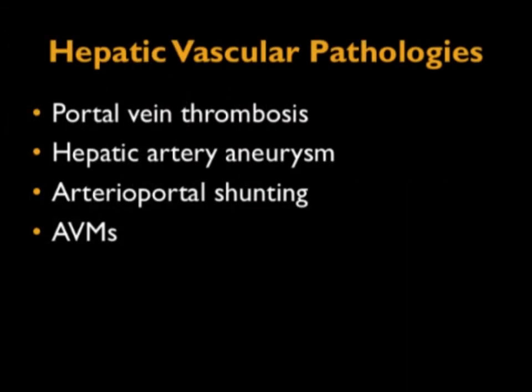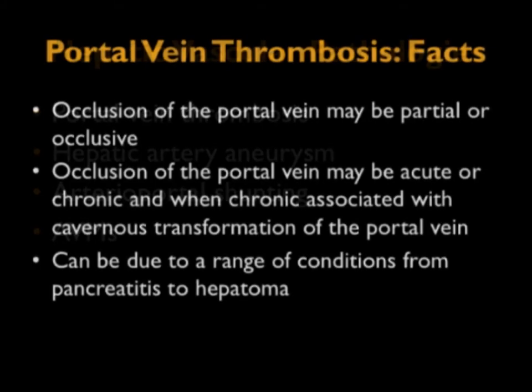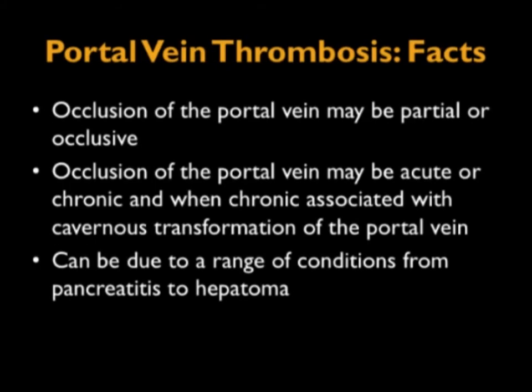Now, I also want to comment on some of the things that we see that can be problematic in terms of simulating tumors. And they include some of the vascular pathologies from portal vein thrombosis to hepatic artery aneurysms to AP shunting and AVMs. So portal vein thrombosis is something we deal with on a daily basis. Thrombosis can be partial or can be complete. It can be chronic or it can be acute, and is due to a wide range of conditions.